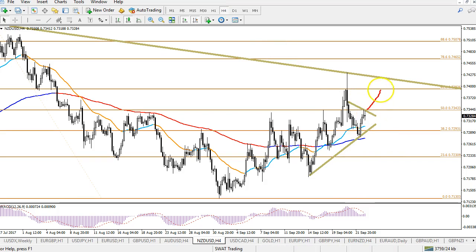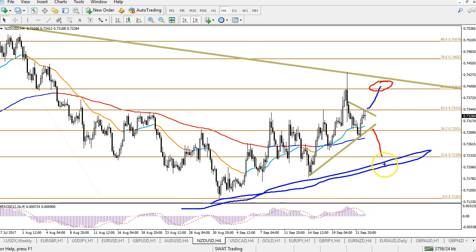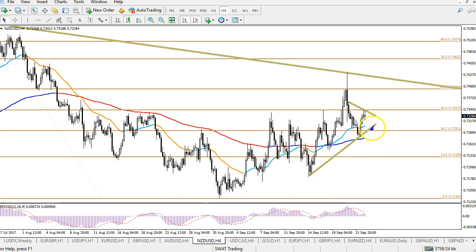Looking for a break here to retest this, or a break, sorry, I should use blue, or a break here to retest maybe this support line like that. And basically, of course, price could bounce here too for a move up like this. So some range trades, but that could follow the Aussie.